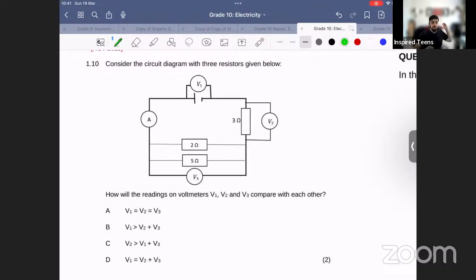Which ones are parallel and which ones are series? Two ohm and 5 ohm parallel, correct, and 3 ohm series.